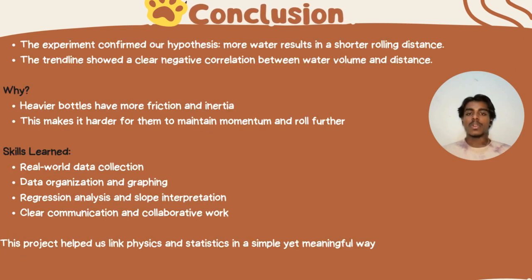Well, we have reached the conclusion. The experiment confirmed our hypothesis, which is that more water results in a shorter rolling distance. The trend line showed a clear negative correlation between water volume and distance. Why does this happen? Heavier bottles have more friction and inertia. This makes it harder for them to maintain momentum and roll further.